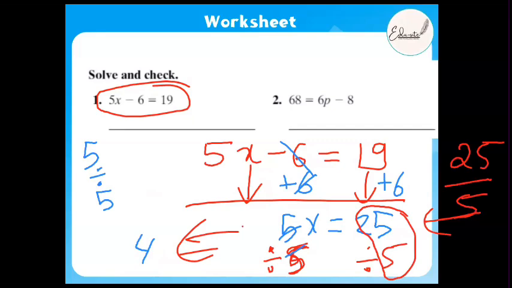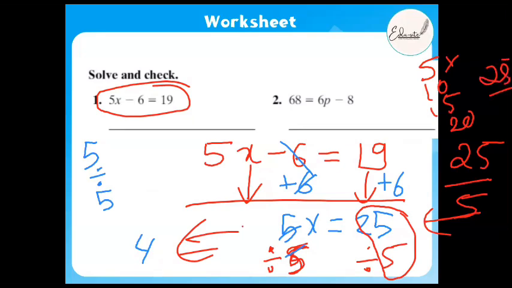Can you please tell me the 5 table? 5 1 times is 5, 5 2 times is 10, 5 3 times is 15, 5 4 times is 20, 5 5 times is 25, not 4 times. Oh yeah, right, 5. Yes, 5 times is 25. So what is the answer to this, beta? X is equal to 5. Excellent. So this is your answer.